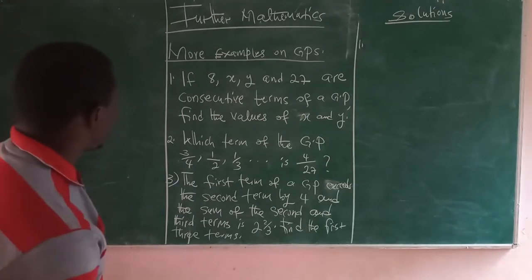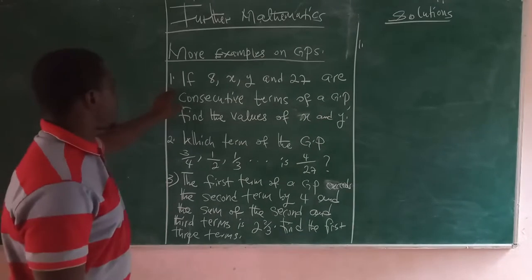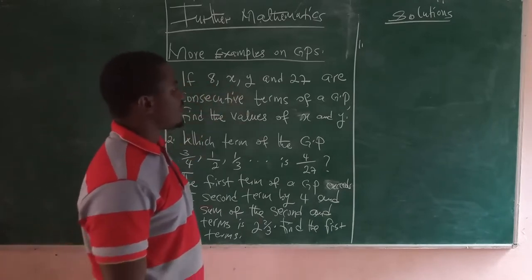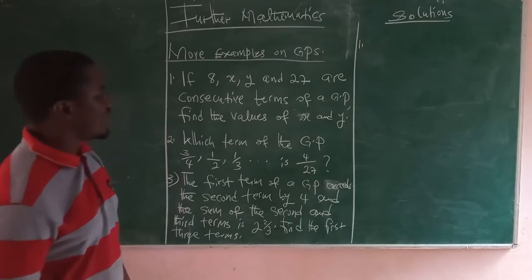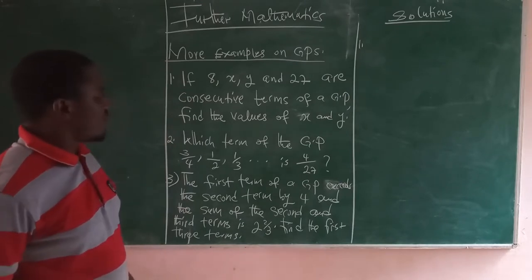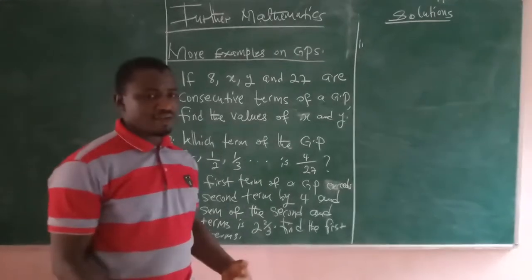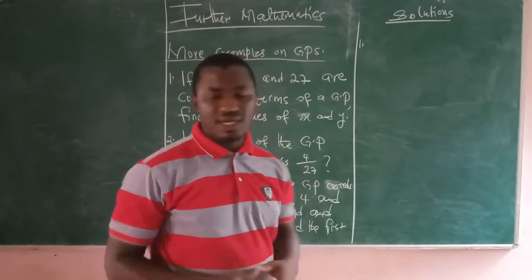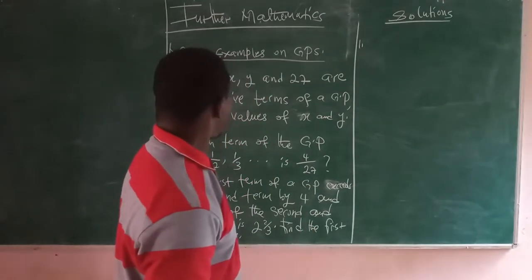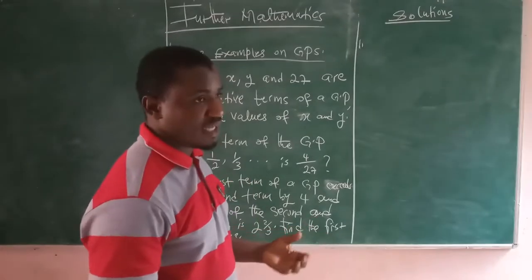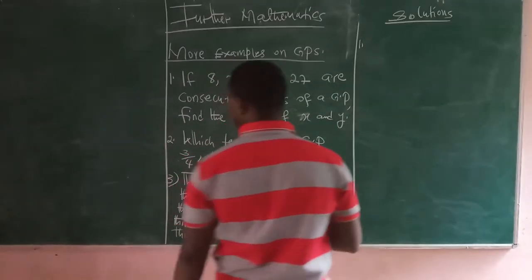Corrections. The first question here is, if 8, x, y, and 27 are consecutive terms of a GP, find the values of x and y. Because they are consecutive terms of a GP, I am going to set up the work with the general formula for the n terms of a GP, the general term of a GP.